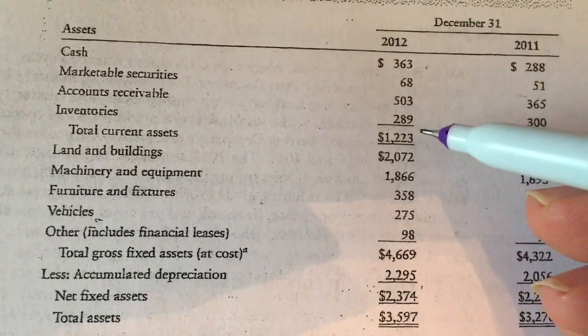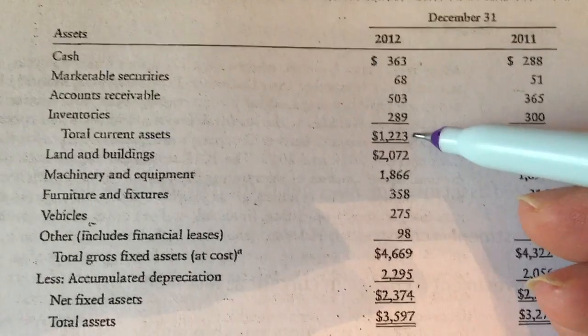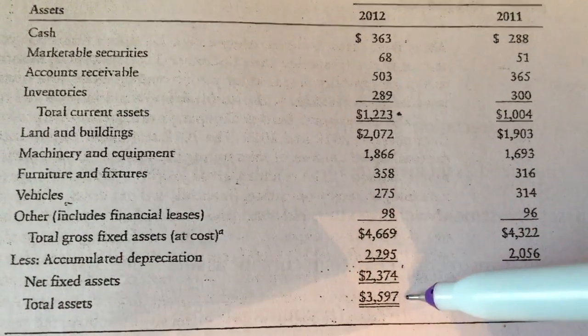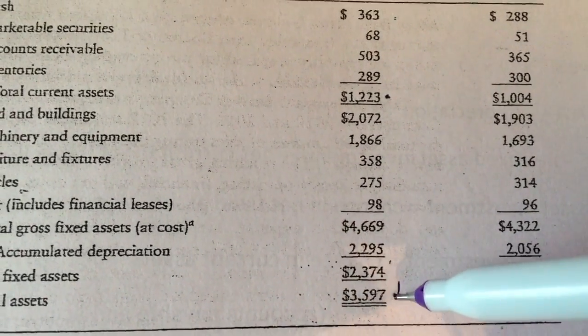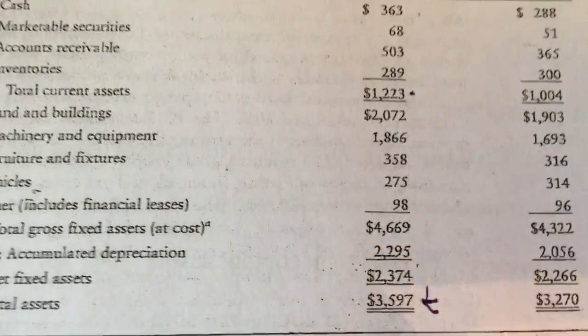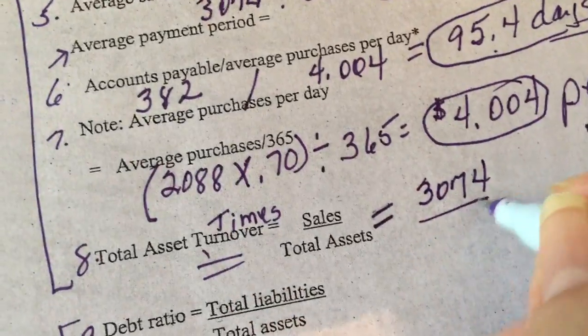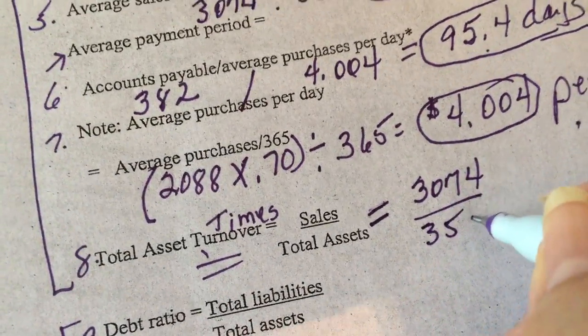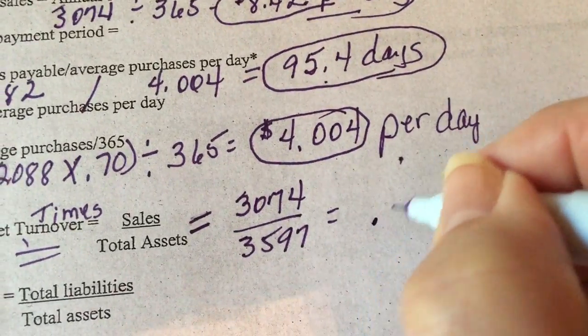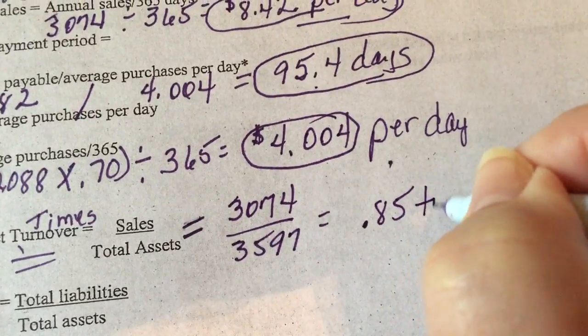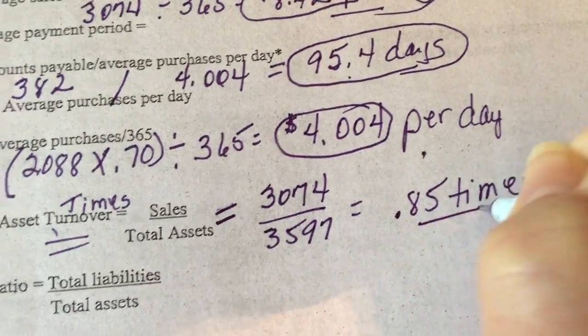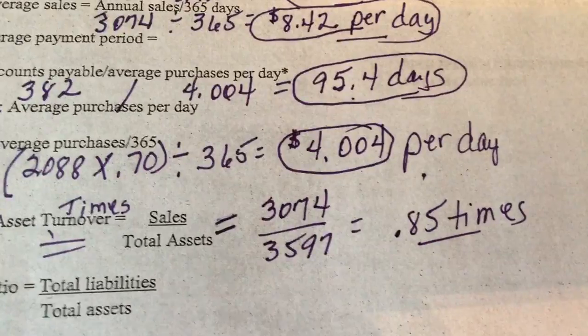Now I want you to see something. Remember, we're not looking at current assets. We're looking at total overall. So the bottom line here is 3597. So that's your denominator. When you run that through your calculator, it comes out as 0.85. Put times behind it. That's good.